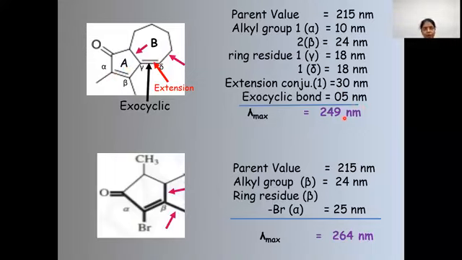The total value of lambda max will be 249 nanometer. Here you can correct this value. On beta position, there is only one alkyl group.